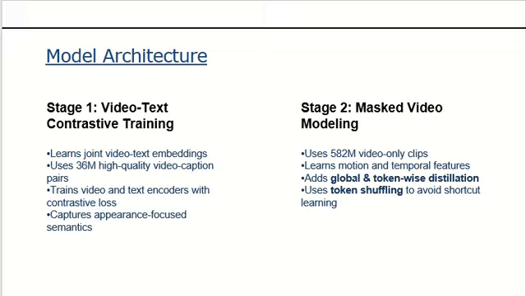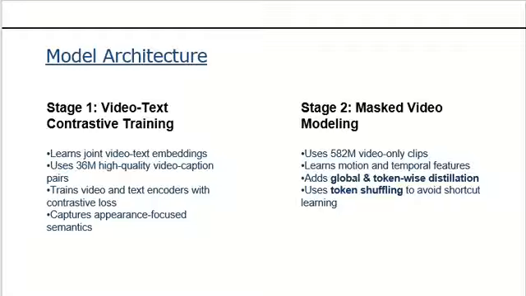Now talking about stage 2, masked video modeling. Stage 2 shifts the focus from video text pairs to video only data. Here the model is trained on 582 million clips, many of which come with noisy or no captions. This method is called masked video modeling, which is similar to masked language modeling in NLP. The model masks parts of the video features and tries to predict or reconstruct them.